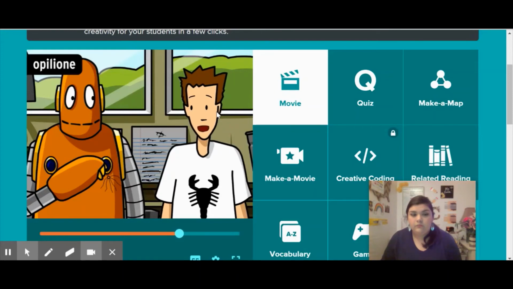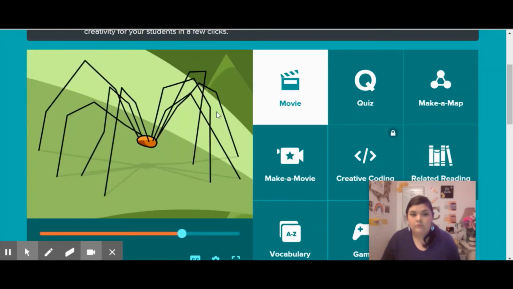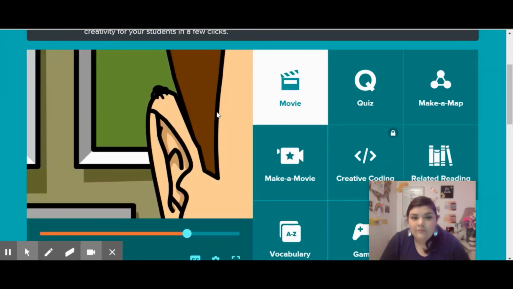That's not a spider, it's an opilion. We call them daddy longlegs because their legs are so long compared to their bodies.